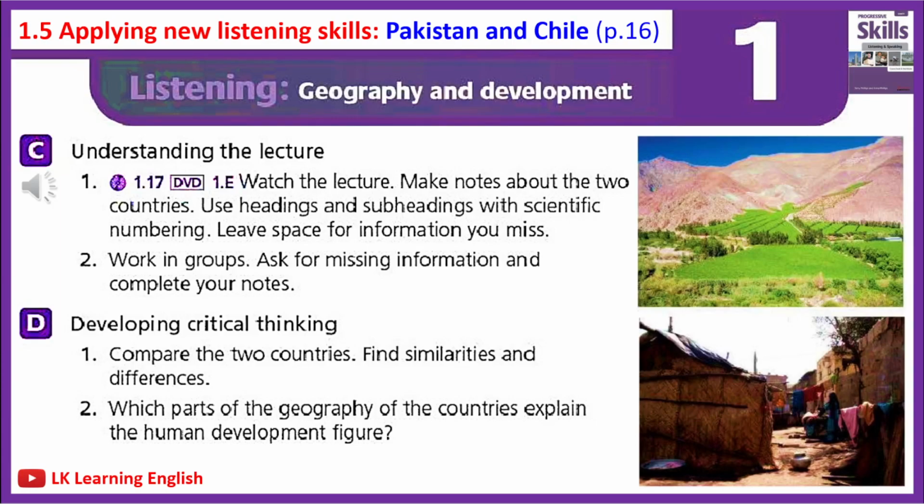Okay, so we've heard about some of the geographic features of the two countries. What are their HDI ratings? They're very different. On the one hand, the HDI for Pakistan is 0.504, which puts it in the bottom half of the world countries. On the other hand, the HDI for Chile is 0.805, which means Chile is in the top half. Why is there a difference? Is it connected to geography?